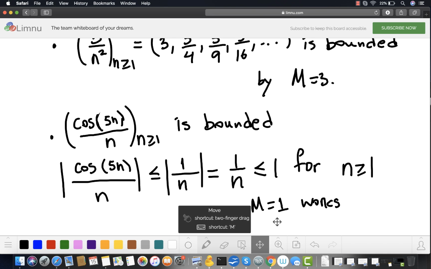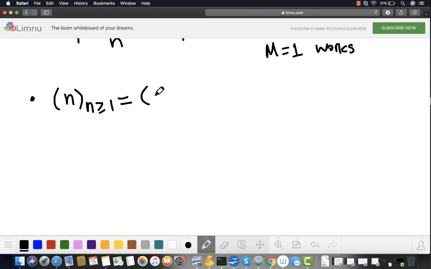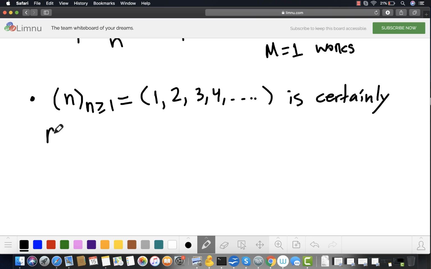Okay, so what are some examples of sequences that are not bounded? So here's an easy one. The nth term of the sequence is just n. So what is the sequence in terms of lists? The first term is 1, second term is 2, 3, 4. This sequence is certainly not bounded, because the terms get larger and larger. So not bounded. They get arbitrarily large.